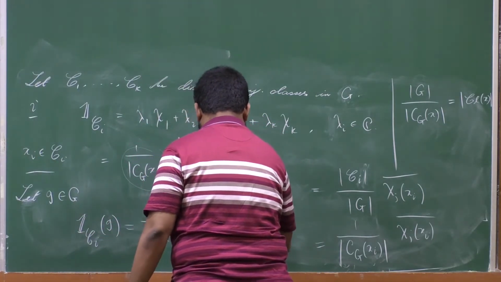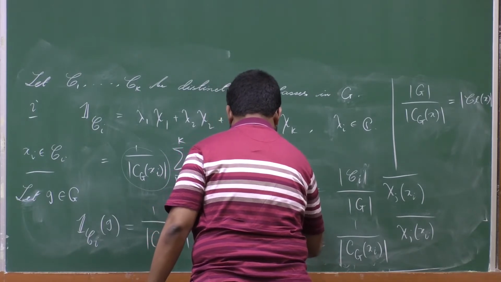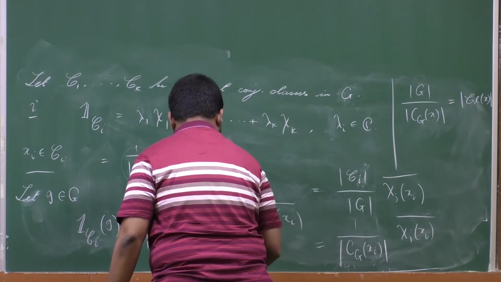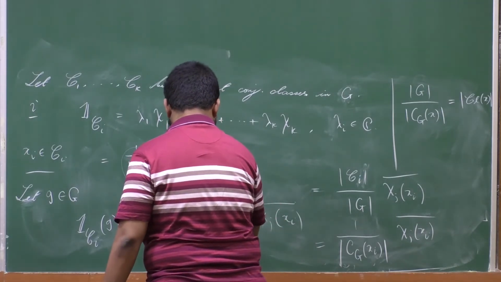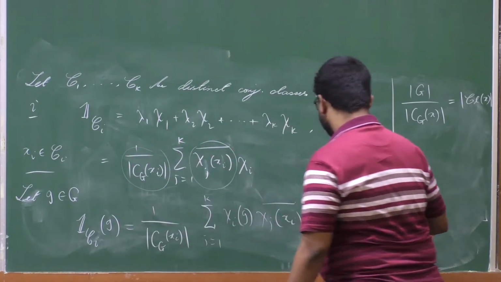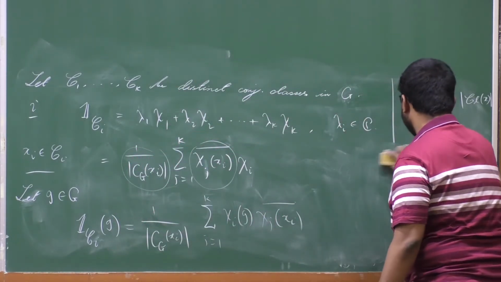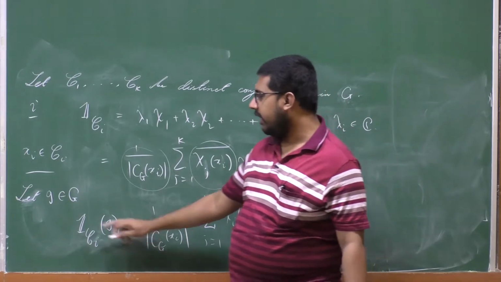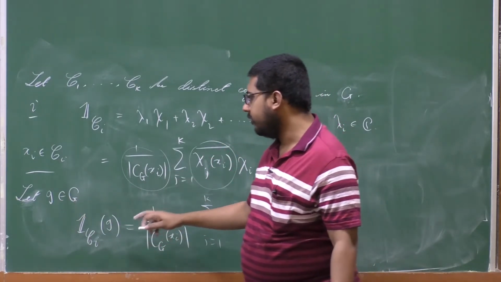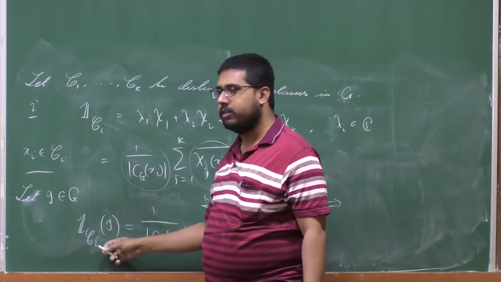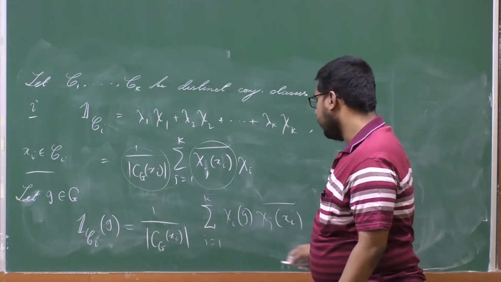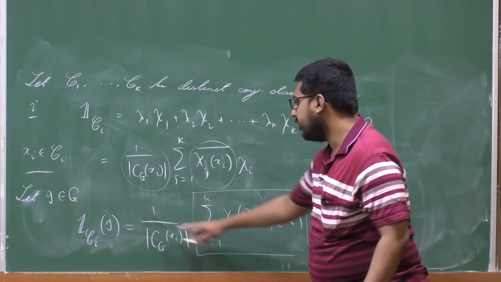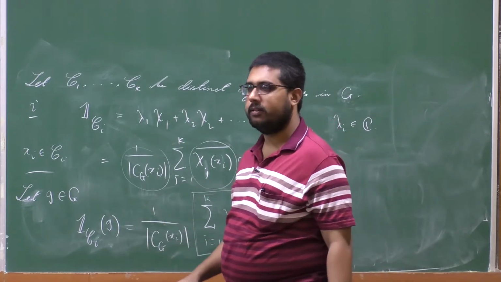That chi_i(g) and the conjugate of chi_j(x_i), for j from 1 up to k. So, therefore, what you get here is the following: if g lies in C_i, that is, if g is conjugate to x_i, then this quantity is going to be 1. So, therefore, this product is going to be simply the conjugacy class of g.